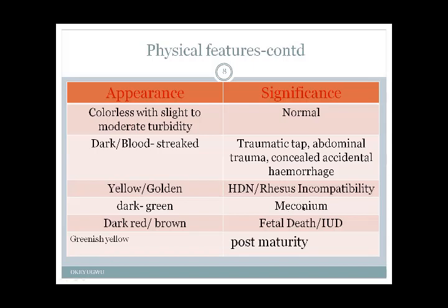It can be different gradations of the green color, from light green to darker, and the darker it is, if post-term pregnancy is ruled out, we consider that the baby is in fetal distress, and we are in a hurry to plan for the delivery. If it is dark red or brown, fetal death or intrauterine fetal demise has occurred, and in green or yellow color, it's post maturity, as I discussed with you earlier. So this is how the physical features of the amniotic fluid can give us some clinical relevance.